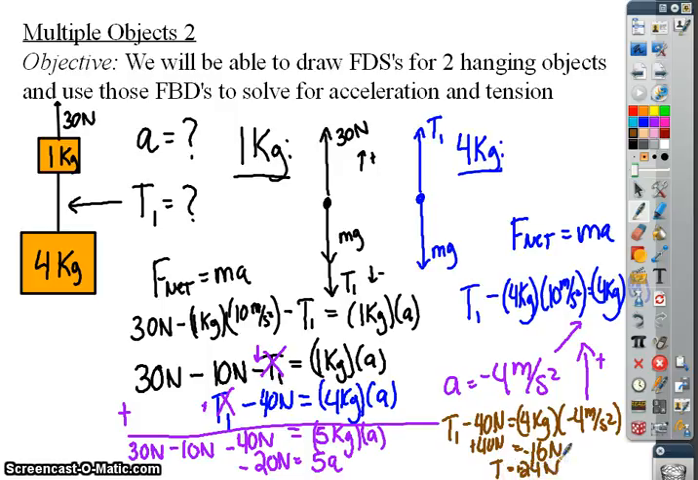So going back again, we drew two free body diagrams. We made up equations for each one. We combined them using our systems of equations, two equations, two unknowns, and then we found one answer, which was A equals negative 4 meters per second squared, and then plugged that back in. So that is the first way to do this. Now let's go to the second way.